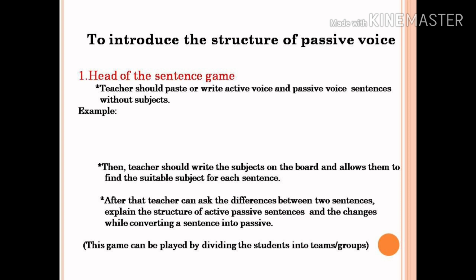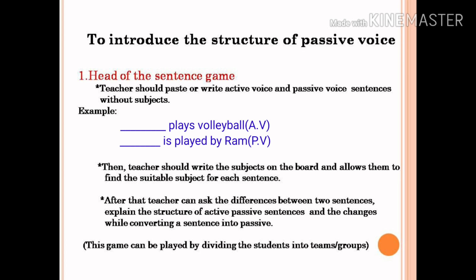The teacher should paste or write active voice and passive voice sentences without subjects. Example, dash plays volleyball. Here there is no subject. Like that, dash is played by students. Here also there is no subject. Then the teacher should write the subjects on the board and allow the students to find the suitable subject for each sentence. I am going to explain through the first example.